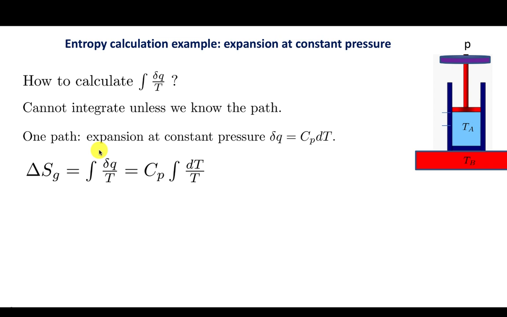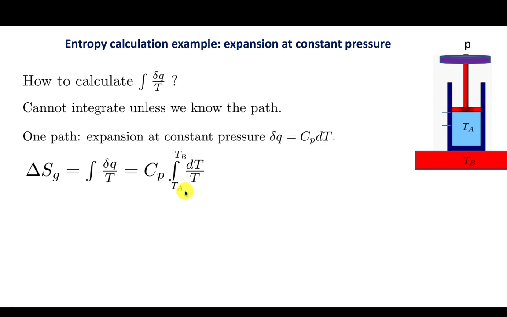So now let's do an integral. And this integral is of delta Q over T. This will be the increase in the entropy of the gas. So G over here is for gas. Instead of a delta Q, now put Cp dT. The gas, which was originally at temperature TA, will now be heated up to temperature TB. And so we've gone from temperature TA up to temperature TB.